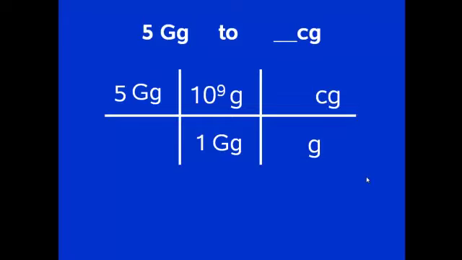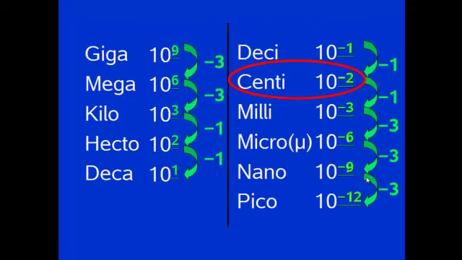Which is smaller, centigrams or grams? Centi has a size of 10 to the negative second, so 1 is dropped in front of the bigger unit, grams, and the size of centi is placed in front of centigrams.